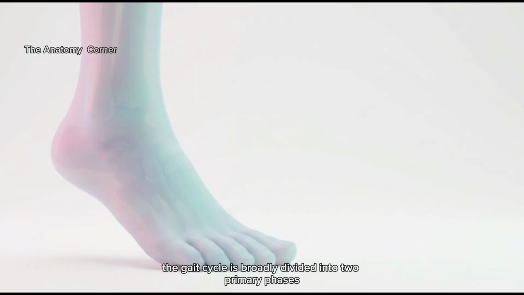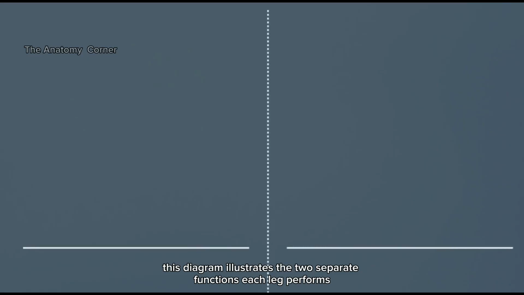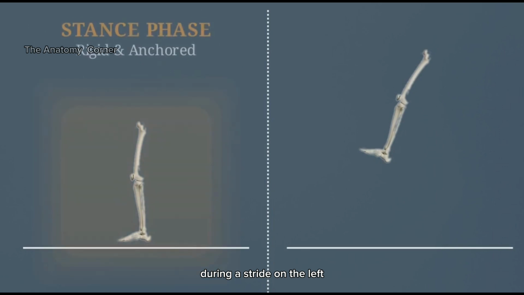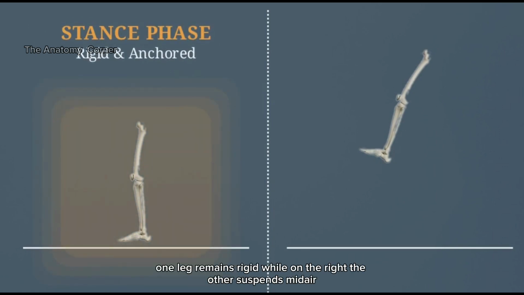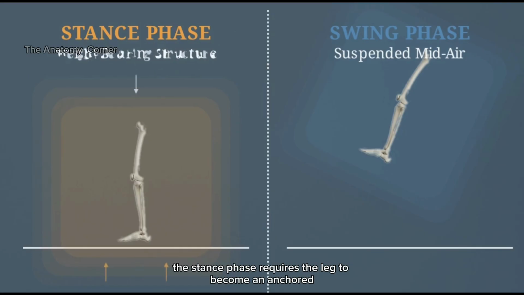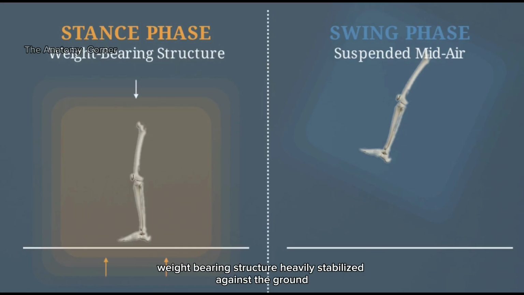The gait cycle is broadly divided into two primary phases. First is the stance phase. This diagram illustrates the two separate functions each leg performs during a stride. On the left, one leg remains rigid, while on the right, the other suspends midair. The stance phase requires the leg to become an anchored, weight-bearing structure, heavily stabilized against the ground.